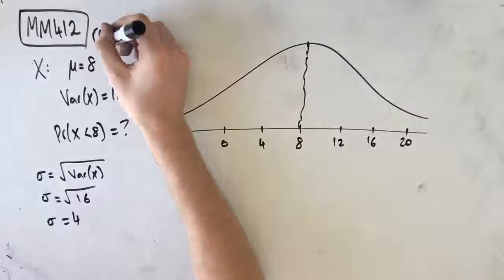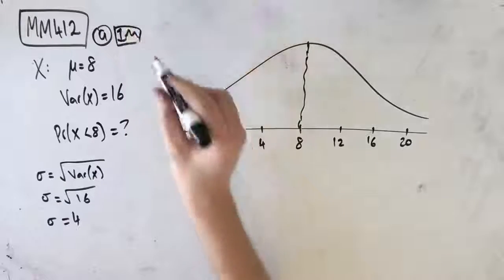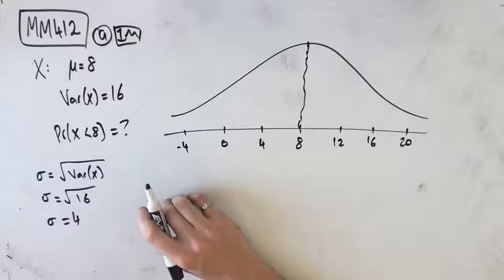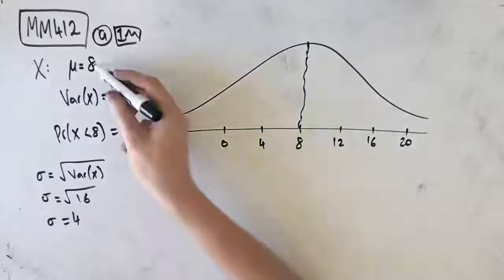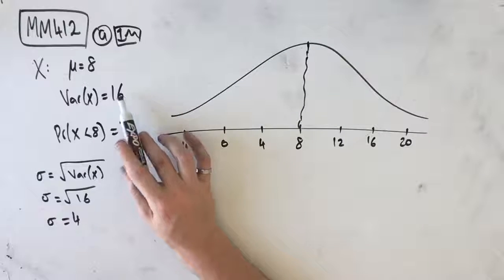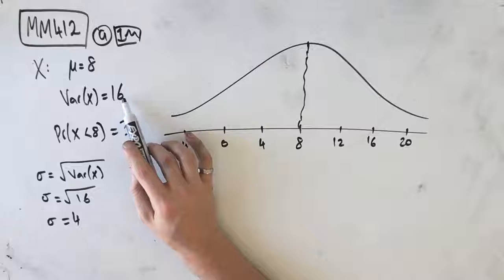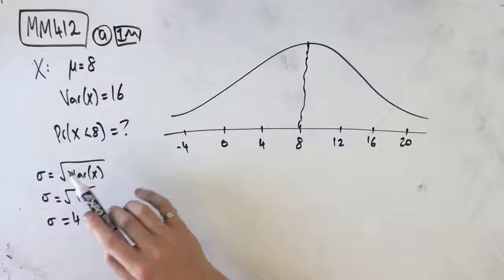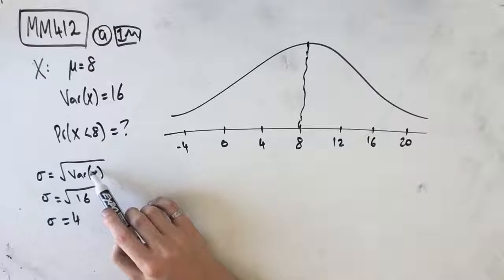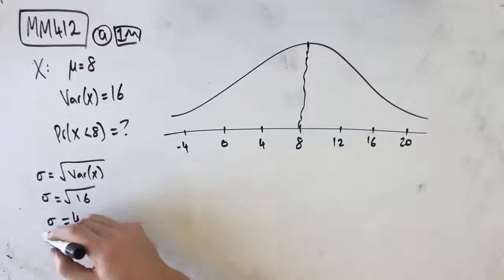So part A is a 1-mark question, pretty straightforward, and it says let x be a normally distributed random variable with mean 8 and variance 16. So I've actually just taken the liberty to find out our standard deviation from the variance. So standard deviation is equal to the square root of the variance, so square root of 16, which is equal to 4. Okay, so we're going to need this later.